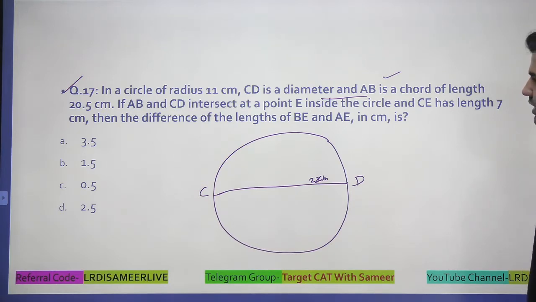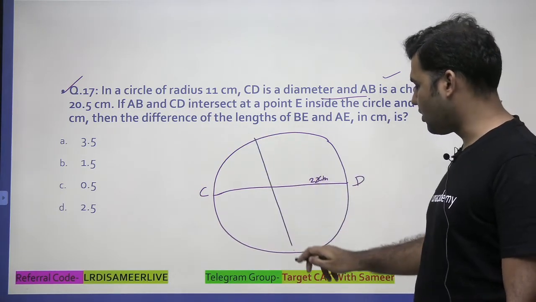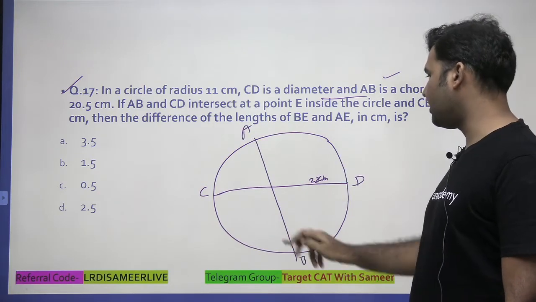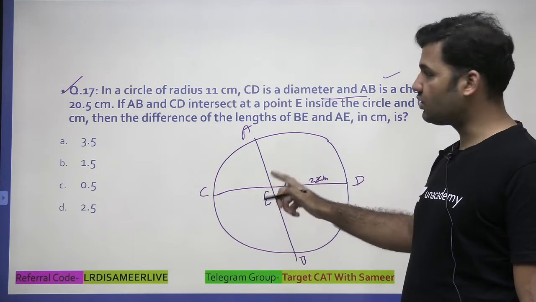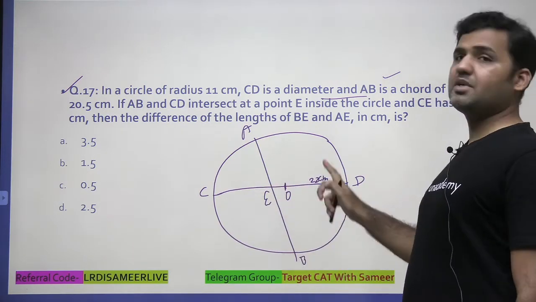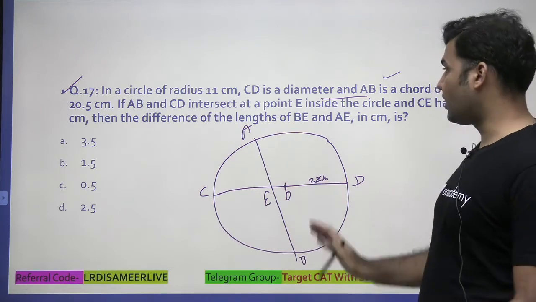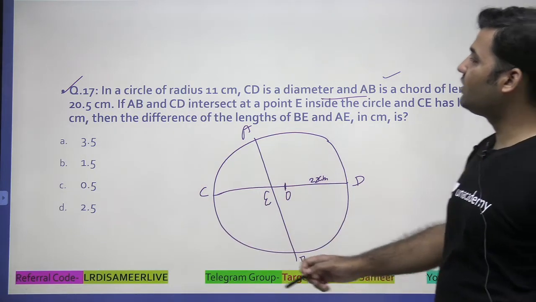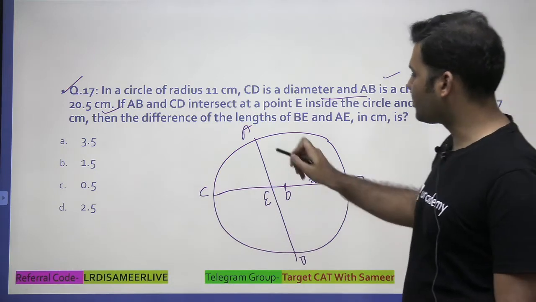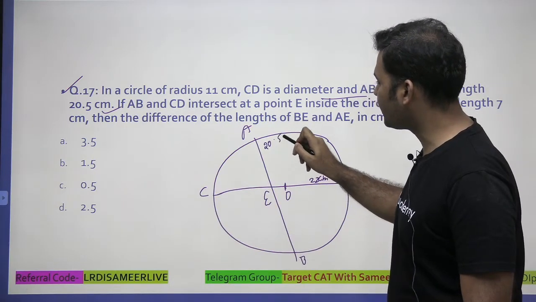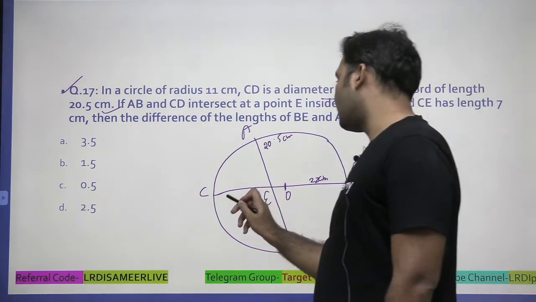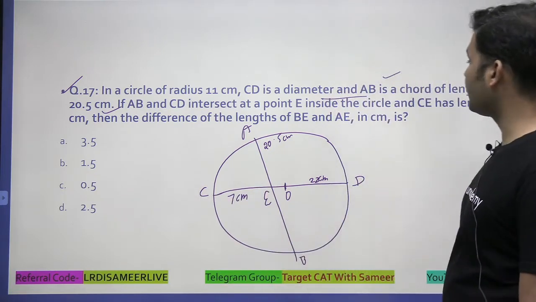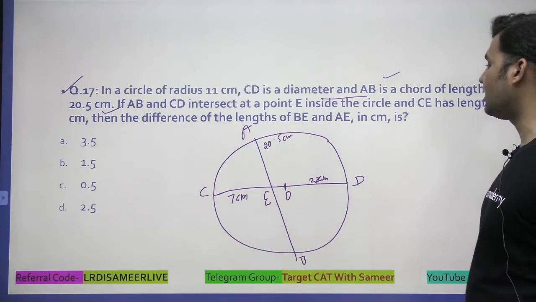If AB and CD intersect at point E, so there's another chord AB and the diameter CD intersecting at point E. Now this is not the center, keep this in mind. It's not mentioned that these are two chords meeting at the center. In that case, AB would also be a diameter. But AB is not the diameter, because its length, 20.5, is less than the diameter. The question says they intersect at point E inside the circle, and CE has a length of 7 centimeter. And the difference of the lengths of BE and AE in centimeter is what?